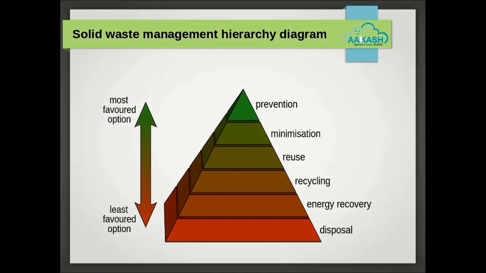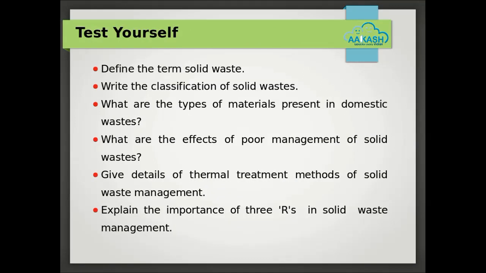Solid waste management hierarchy diagram. The waste hierarchy refers to the 3 R's, reduce, reuse and recycle, which classify waste management methods according to their desirability in terms of waste minimization. The waste hierarchy represents the betterment of a product or material through sequential stages of the pyramid of waste management. Test yourself. The following are a few questions for you. Please revise the concept.